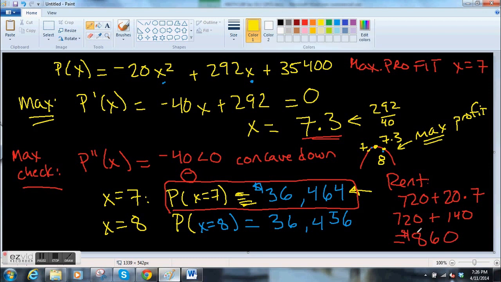So that is the long answer to this problem, which is, what should you charge for rent to maximize the profit? $860. And as a side note, what is the maximum profit? You're going to get about $36,000.